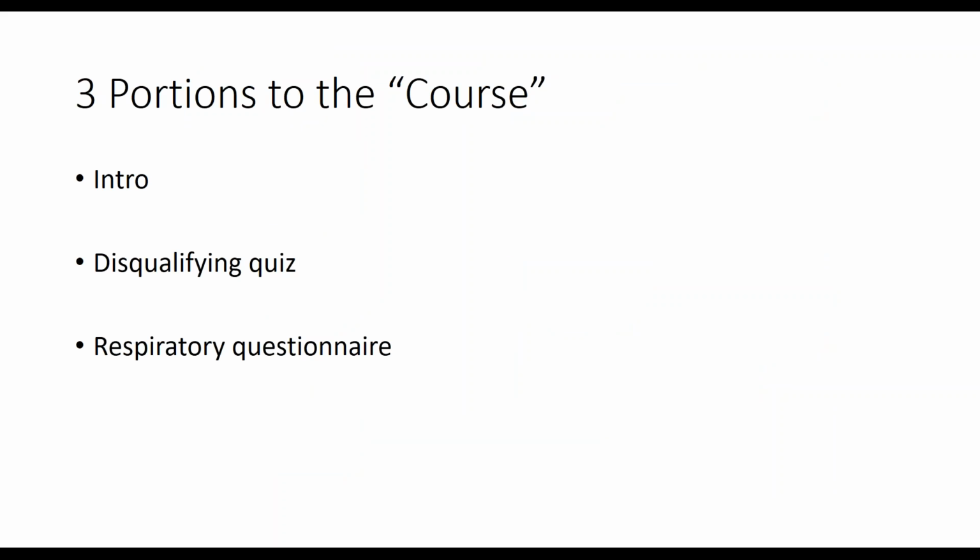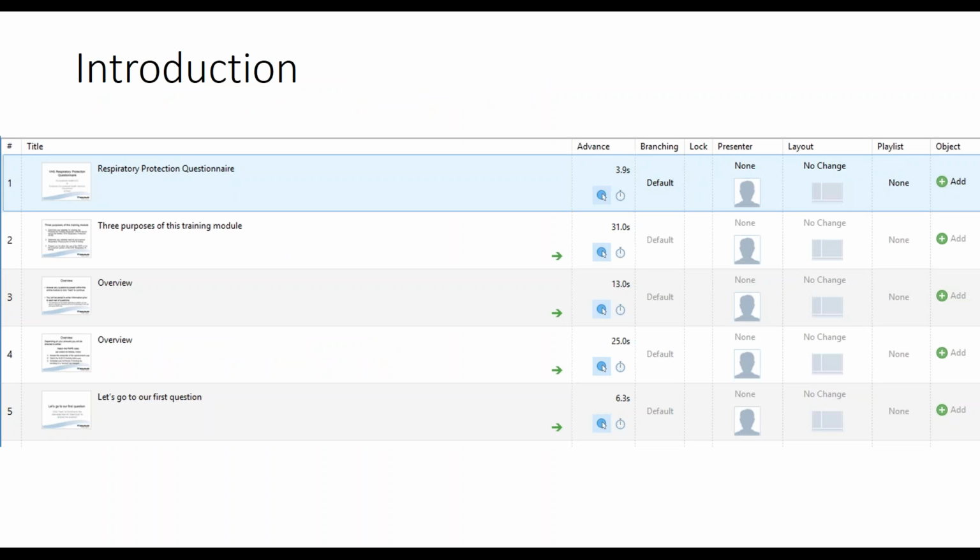So there were 3 portions to the course, and I put the course in quotes because it really wasn't an e-learning course as much as we had to set it up like a course. We used PowerPoint and QuizMaker and the iSpring Suite to put this together. There were 3 portions: an introduction, the initial disqualifying quiz, and then the respiratory questionnaire, the remainder of it. So let me show you exactly how we put this together.